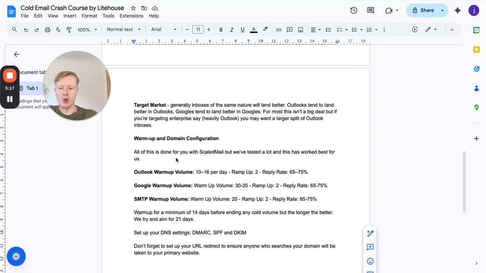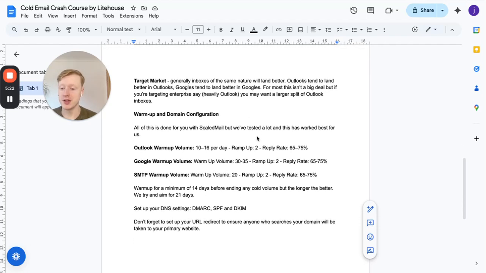And so domain configuration, all of this is done for you with Scaled Mail. It's a done for you setup, which makes it a hell of a lot easier for us. But these are what their recommendations are. And so as you can see here, 10 to 16 per day with a ramp up of 2 per day at a really high reply rate of 65 to 75%. This is for Outlook. Google, same ramp up, same reply rate, but warm up volume of 30 to 35 per day. And SMTP, again, same here, but a volume of 20 per day.